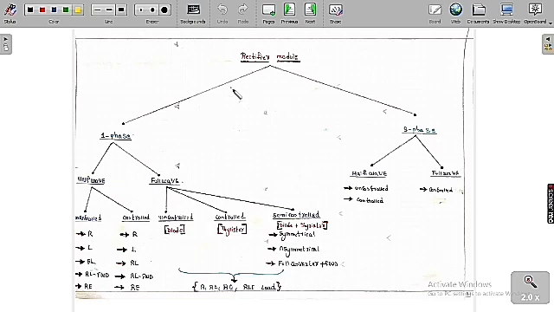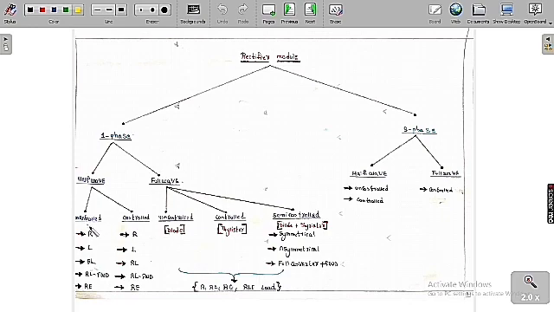This is called the rectifier module. In the rectifier module, we are going to study two basic things: the single phase and the three phase. In the single phase, we are going to study the half wave rectifier module and the full wave rectifier module. And in the half wave, we are going to study the uncontrolled and also the controlled.